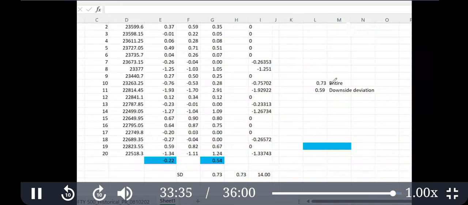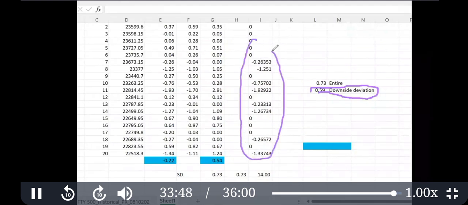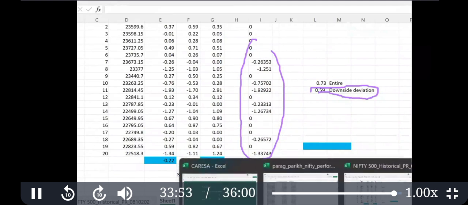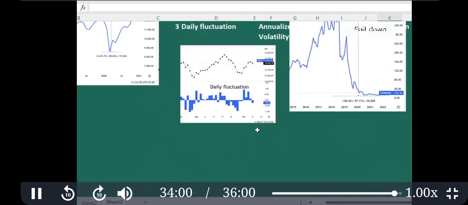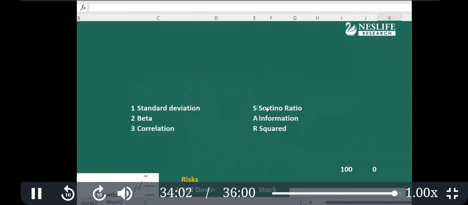Why don't we take both? Because it is not required. It gives one and the same information. The only difference between Sharpe's and Sortino ratio is that the Sortino ratio takes the deviation only on the downside. Upside is not taken into consideration. Okay, so this is standard deviation, Sharpe's, and Sortino. So today we finished standard deviation, Sharpe's ratio, Sortino ratio.